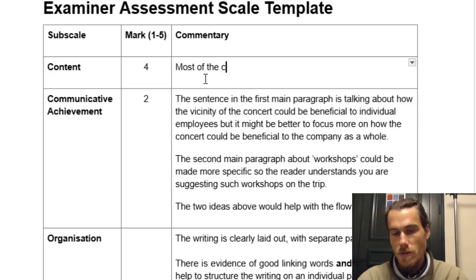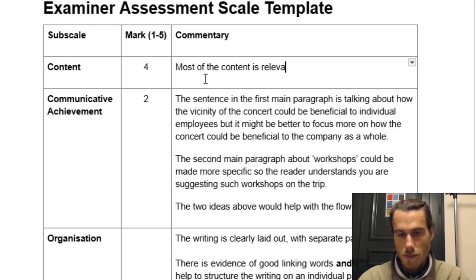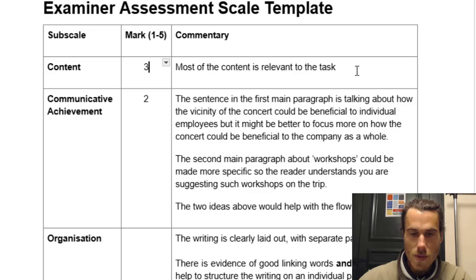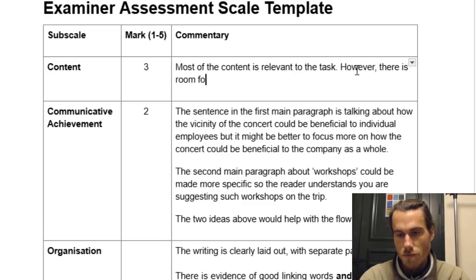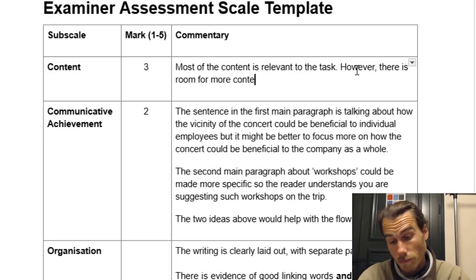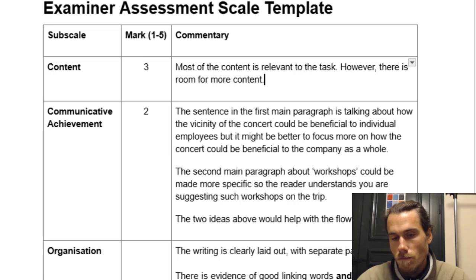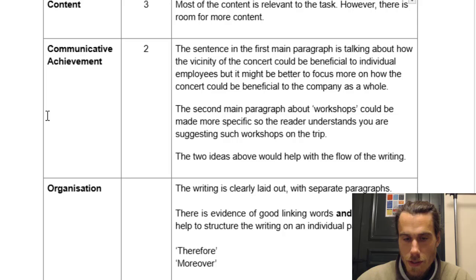So I'm going to say most of the content is relevant to the task. But yeah, however, there is room for more content because I think it's a bit too short. Yeah, there's room for more content. I've already talked about communicative achievement.